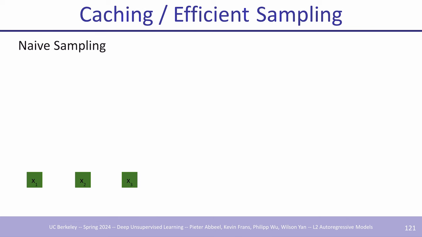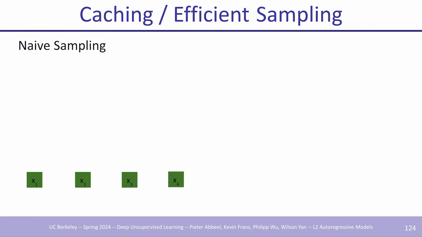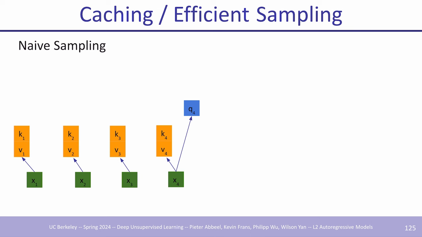And then you have X3. You do the same thing. You compute all the keys and values, the queries, you apply your attention, you go down the network and sample X4, and then you keep going, and then you have X5.